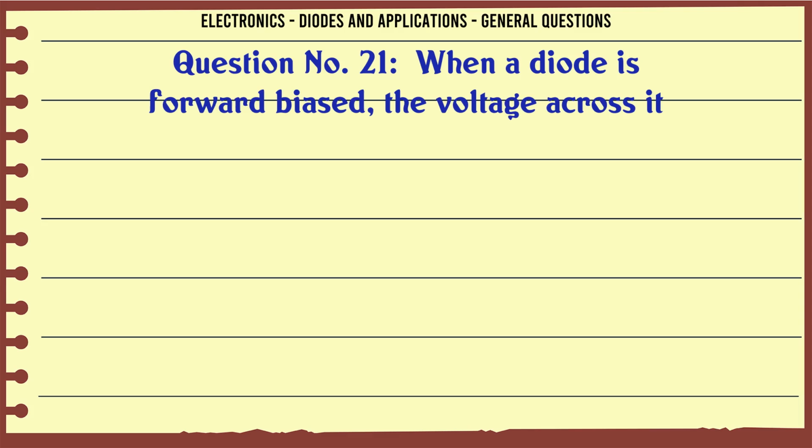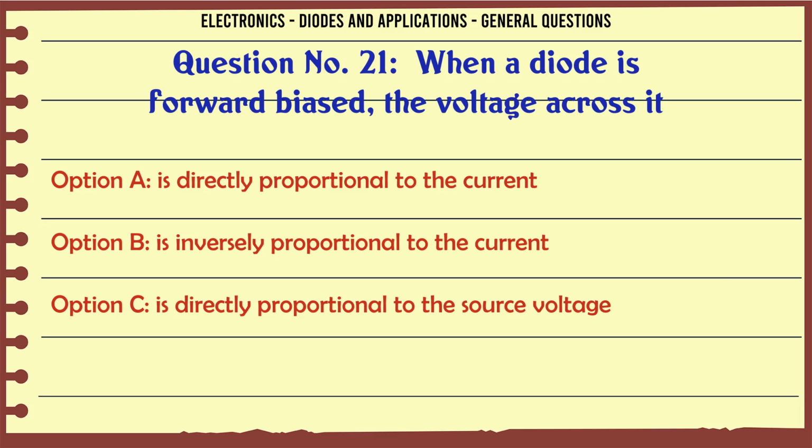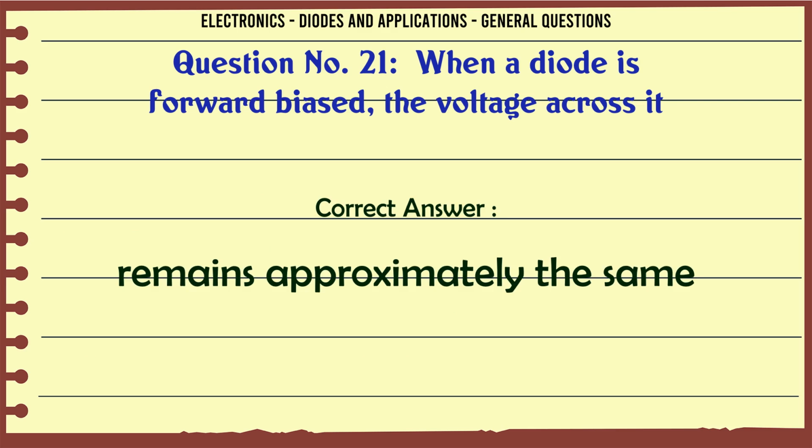When a diode is forward biased, the voltage across it A. Is directly proportional to the current, B. Is inversely proportional to the current, C. Is directly proportional to the source voltage, D. Remains approximately the same. The correct answer is remains approximately the same.